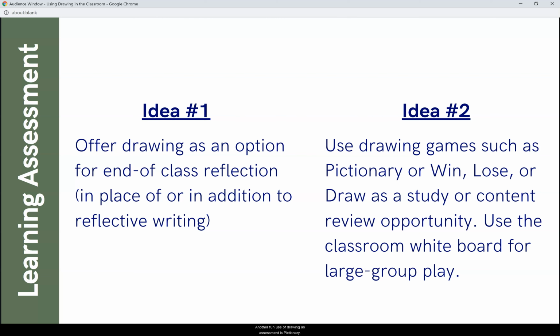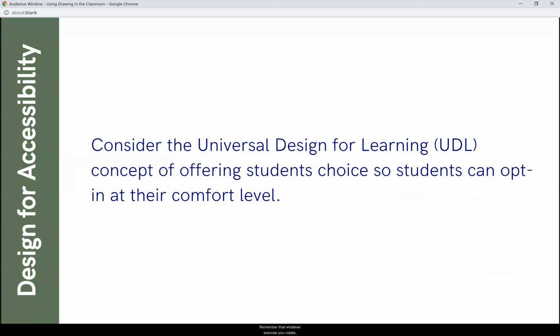Another fun use of drawing as assessment is playing a game like Pictionary. This is a favorite study game that I use in my classes and as an alternative to Jeopardy! Students seem to really enjoy the opportunity to draw and have some fun. Remember that whatever exercise you create, design it with accessibility in mind. Offering choices to all students whenever possible allows students to opt into activities at their comfort level without compromising outcomes.